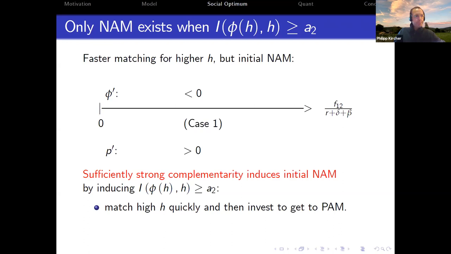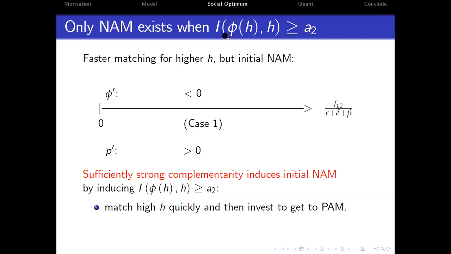Can I try to reformulate Philip's question? Imagine that there were productivity level differences, you know, TFP differences across worker types. That has nothing to do with the complementarity of capital and labor, but it would still imply large differences in the targeted levels of capital. Philip's guess is, as long as you have the big difference, you're going to have PAM initially, and it has nothing to do with the complementarity.